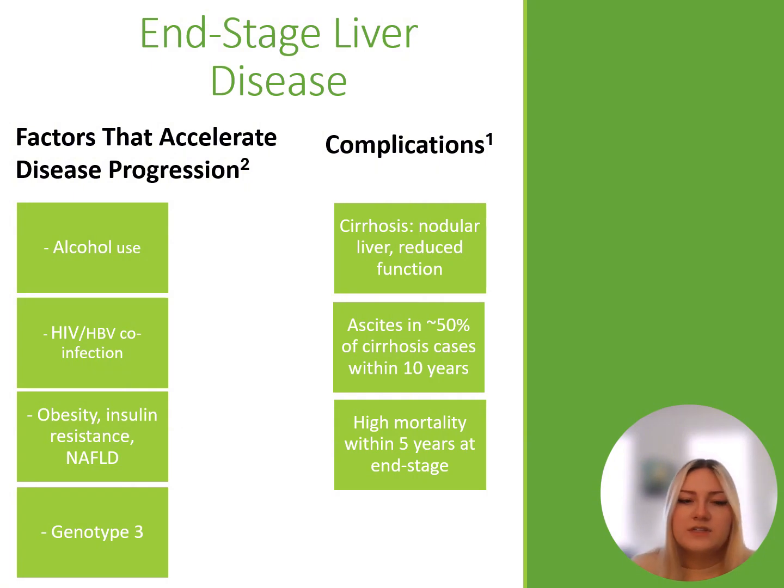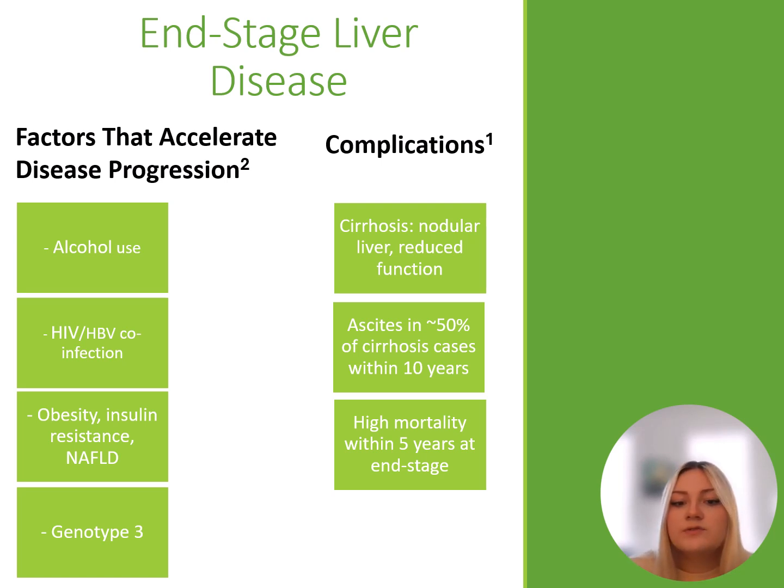So end-stage liver disease. Some of the factors that can accelerate disease progression to this end stage are alcohol use, HIV and hepatitis B co-infection, obesity, insulin resistance, and non-alcoholic fatty liver disease, as well as genotype 3. We mentioned at the beginning how genotypes can affect the severity, and genotype 3 is associated with a little faster disease progression. Some complications that can arise, probably the most well-known one is cirrhosis. This is nodular liver resulting in reduced function.